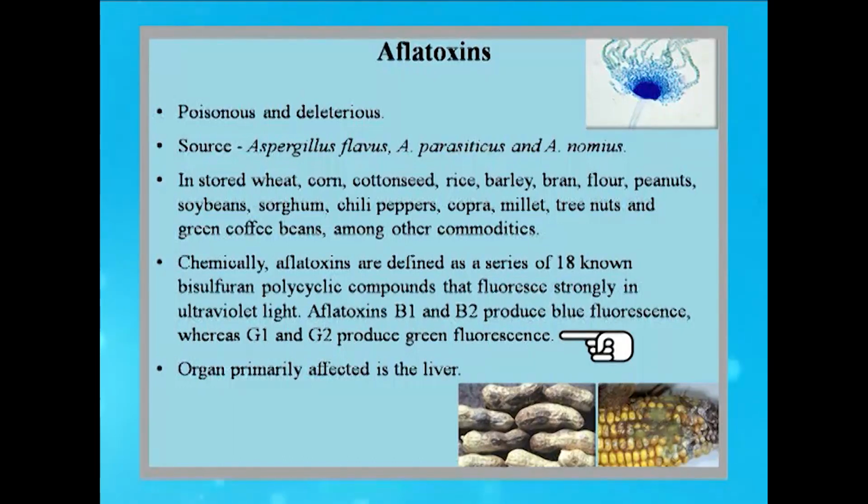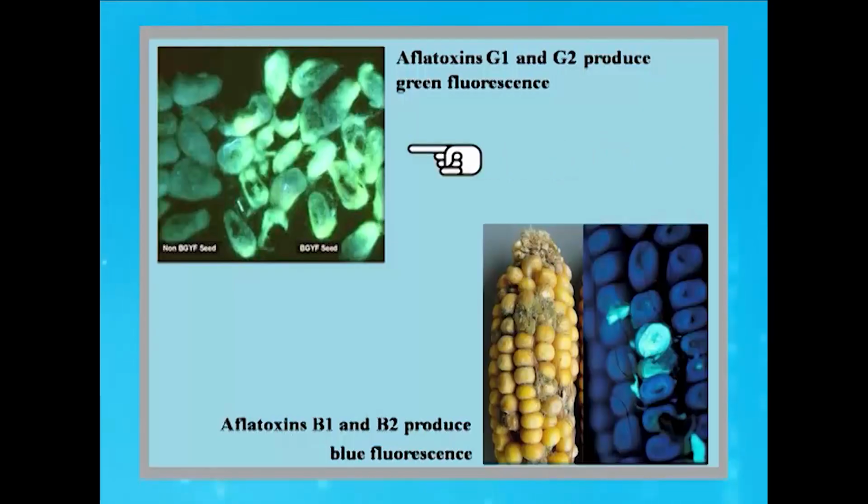Because of this structure, when exposed to ultraviolet light, they give fluorescence. Here you can see the fluorescence given by aflatoxin G1 and G2, which is green in color. This is under normal light and this is under ultraviolet light. However, aflatoxin B1 and B2 produce blue fluorescence. This is the blue fluorescence seen here, and this is under white light. Because of this fluorescence, it becomes very helpful for detecting the particular type of mycotoxin that has affected the food item. This type of toxin basically affects the liver of the human body.